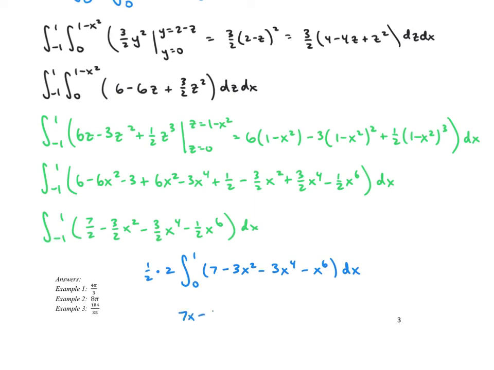So we have 7x minus x cubed minus 3/5 x to the 5th minus 1/7 x to the 7th, and then we're going to evaluate from 0 to 1. So we end up getting 7 minus 1 minus 3/5 minus 1/7. And then if you use a calculator to simplify this down, you get 184 divided by 35. So there we go. That is our final answer and the last example in chapter 13. Well done.